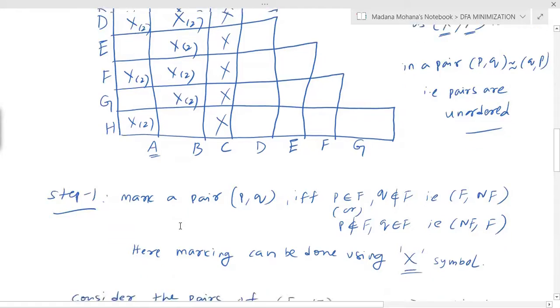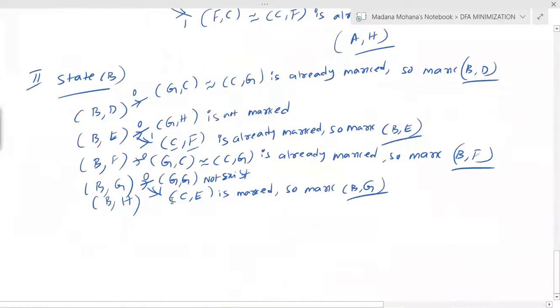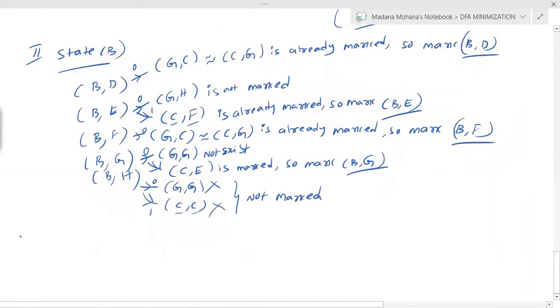Then the last one, B to H, with the combination of B. Now B to H on 0, you will get GG. Here this combination doesn't exist. Then on input 1, you will get CC. Both final, this is not possible. This combination is not there. So here B to H is not marked on any input. Then coming to the next state, C, all are marked.